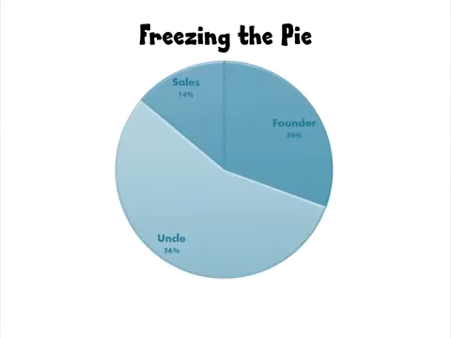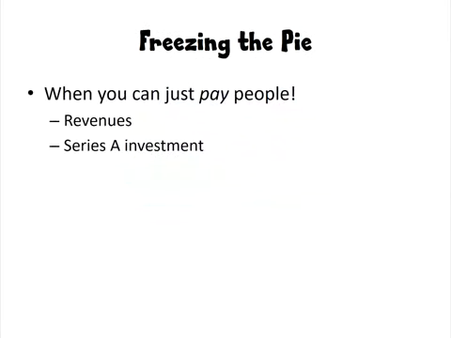Freezing the pie means it no longer accumulates slices and is no longer used. There are 2 times you would do this. The first time is when you generate enough revenue to pay people. This is break even. Or you have a Series A investment event that covers your immediate costs.